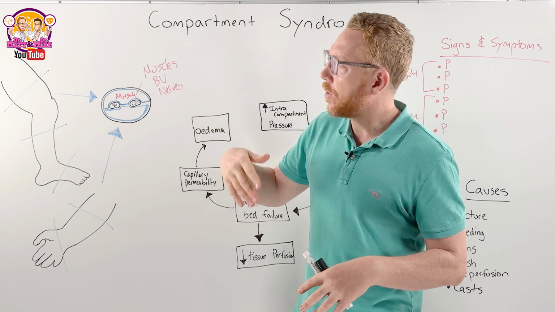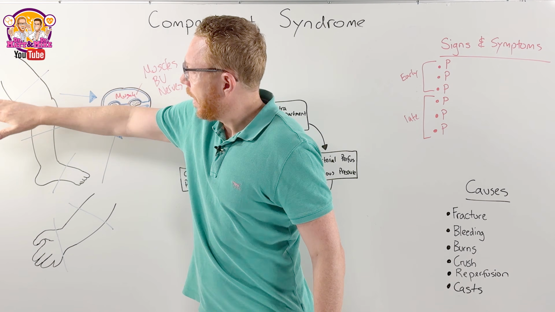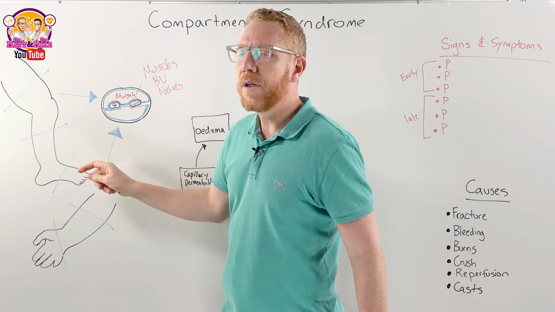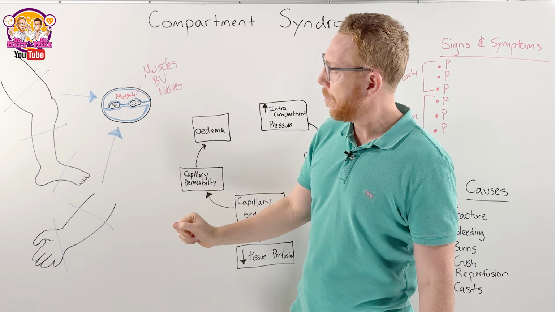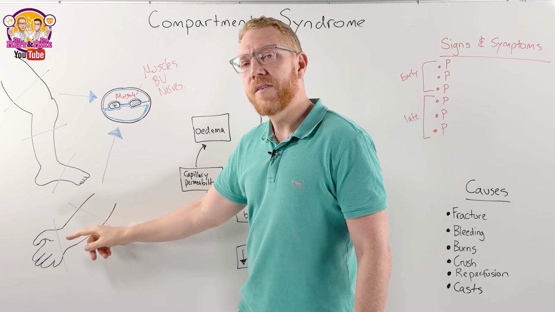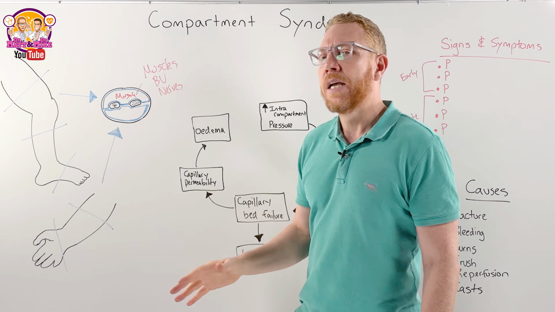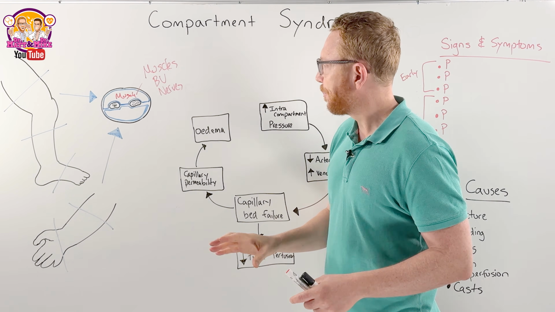So these compartments could be in the thigh, in the gluteal, in the leg. The leg is the most common location that we see in compartment syndrome. In the arm, the forearm is the second most, and then the hand. Let's go through the pathophysiology now.